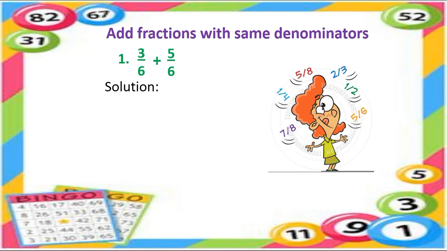First of all, we will copy the question as it is with the is equal to sign. 3 upon 6 plus 5 upon 6. Here you can see that both the denominators are same. So it is very easy when we have to add fractions with the same denominators. We will take 6 as the common denominator and add the numerators' values. How? Look at the next step.